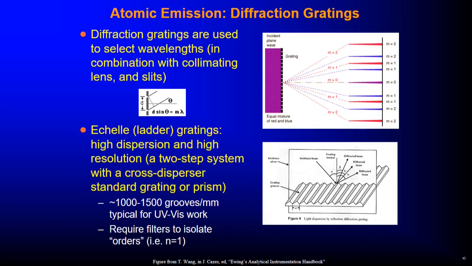So atomic emission, diffraction gratings. Gratings generally are used to reflect or disperse light or wavelengths, like the KL gratings, which are known for high dispersion and high resolution. So you can see the gratings there.